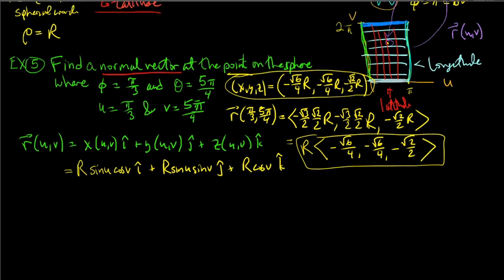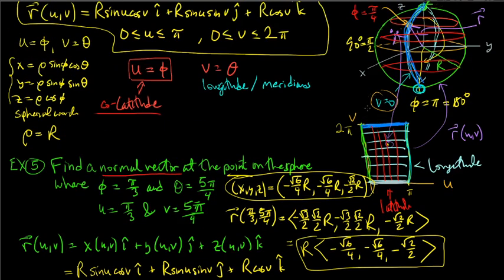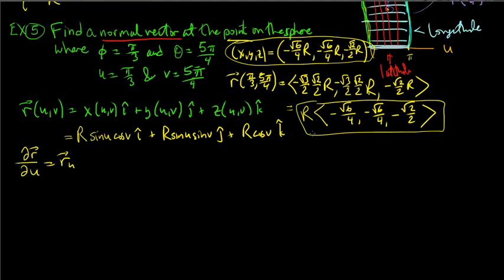If you remember, the partial of r with respect to u, or r subscript u, is a tangent vector to the sphere, but also to the tangent plane at this point. And so is the partial of r with respect to v, or r subscript v. That's another tangent vector. And so when you take the cross product, you can get your normal vector.